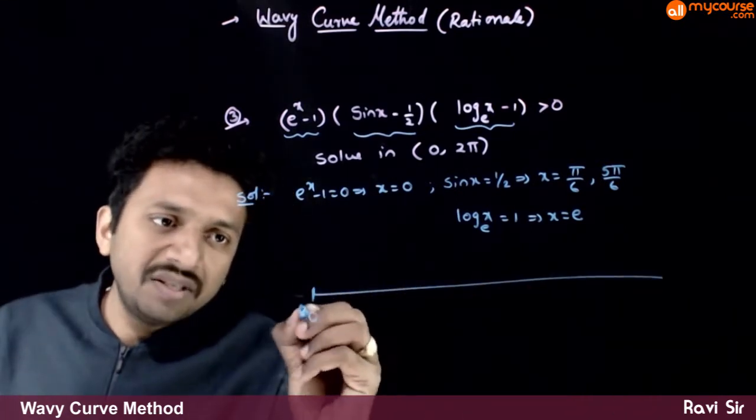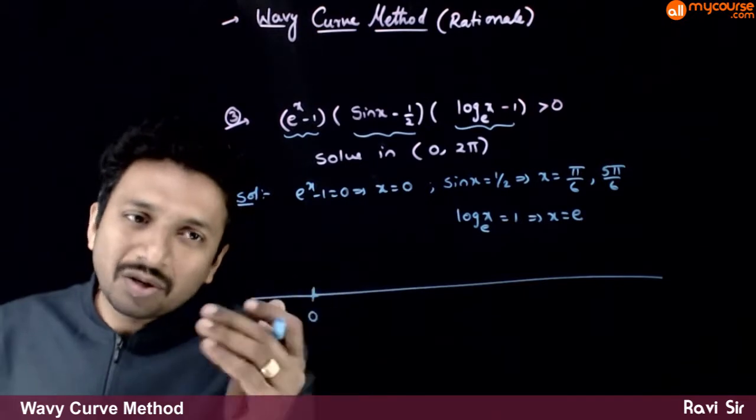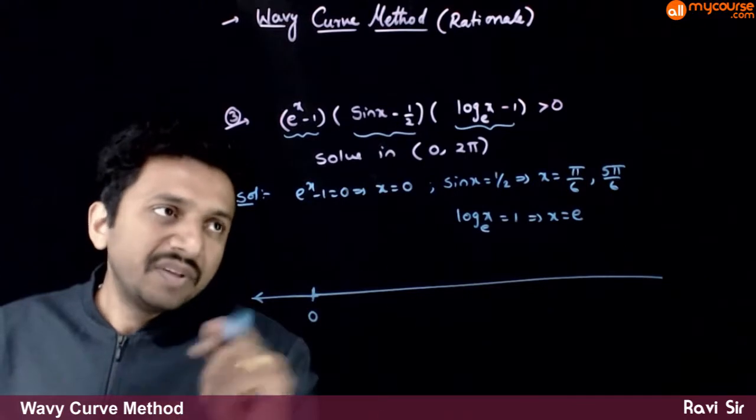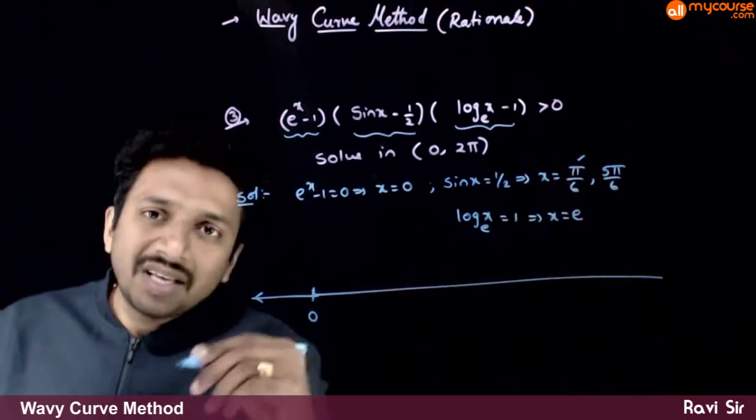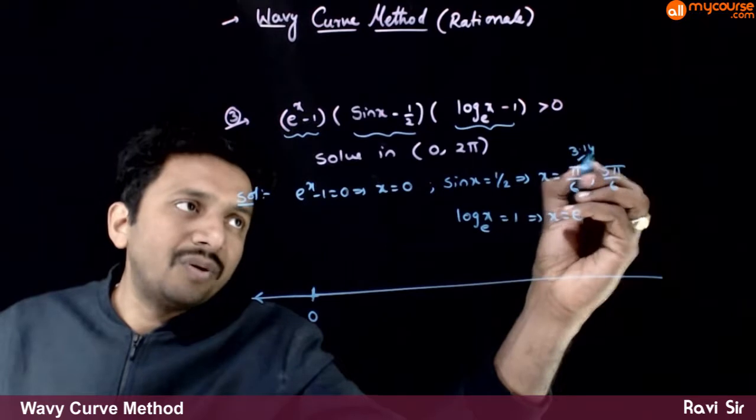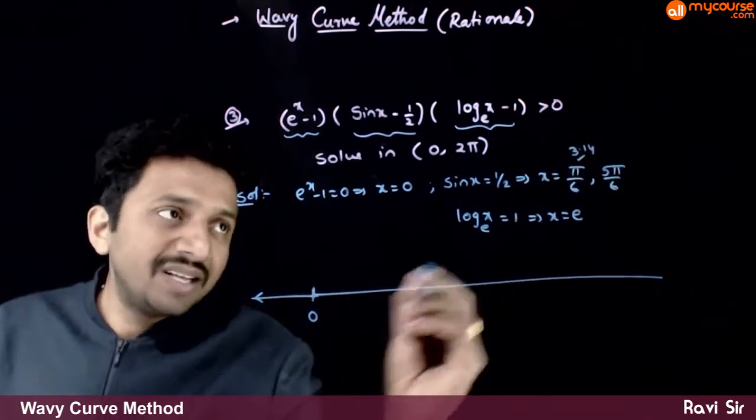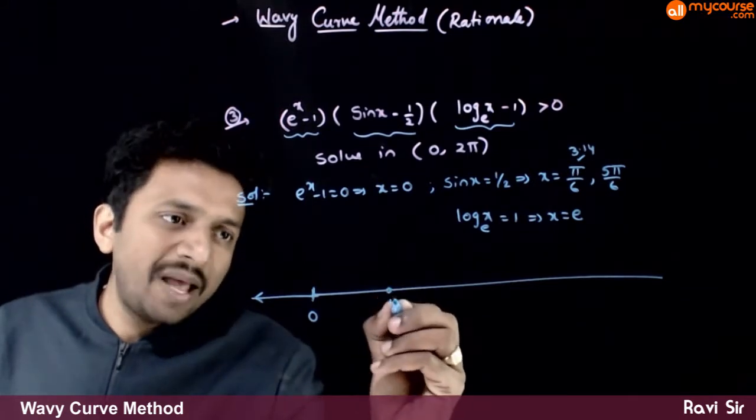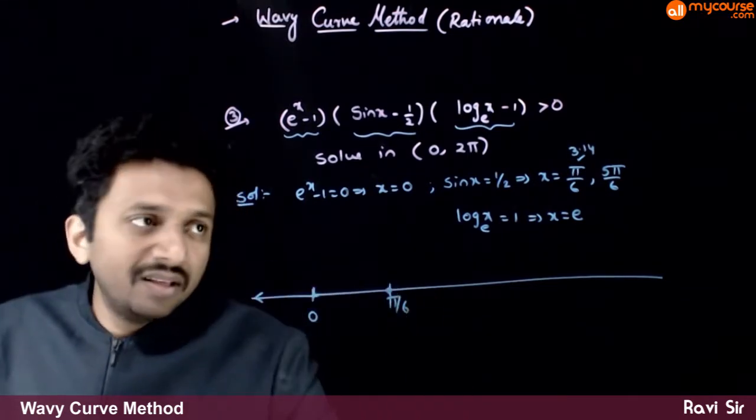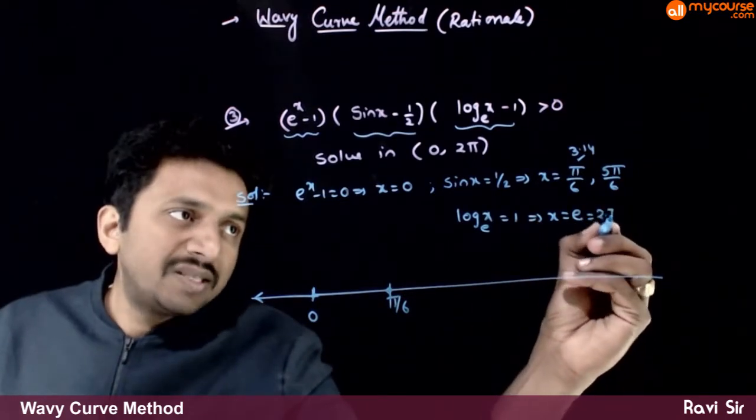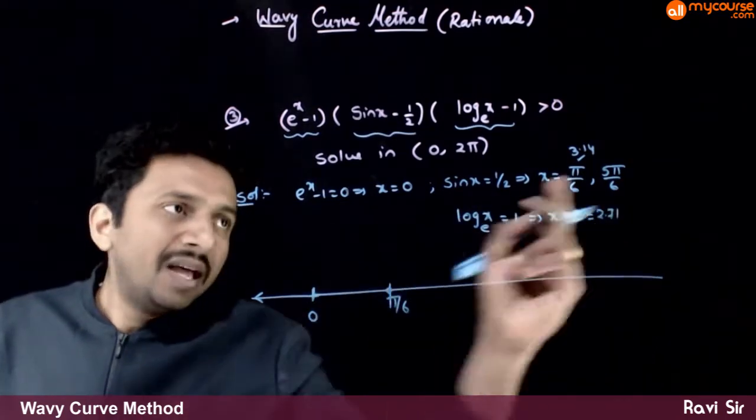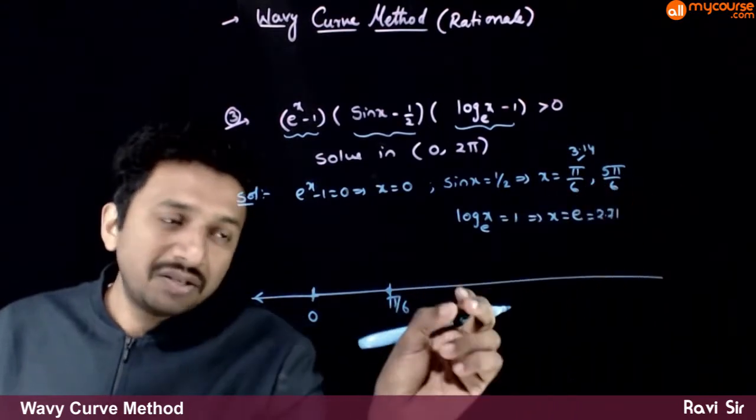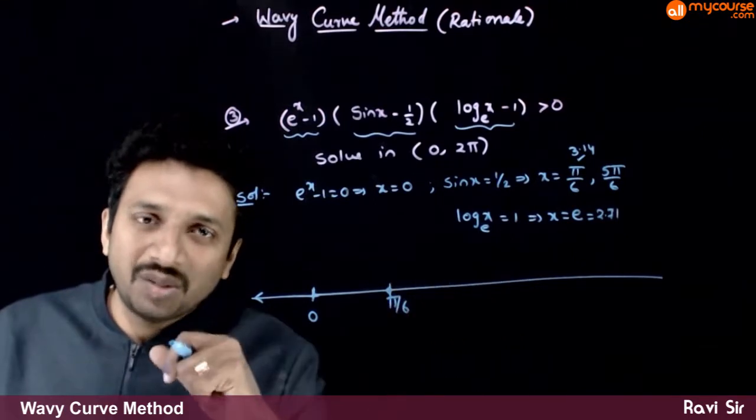I'm starting with 0 because I don't need the solution before 0. I want the solution between 0 and 2 pi. And you know that pi is 3.14, so pi by 6 is 3.14 by 6, something like 0.5. So pi by 6 lies somewhere here. Next, e is 2.71, and so on. And 5 pi by 6. You need to know the relative positioning of these points.